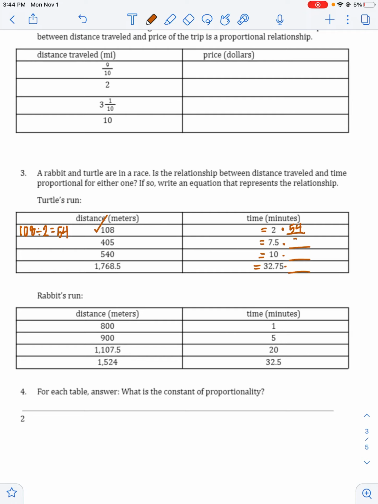And let's see if it works for the next row. 7.5 times 54, and this is totally the type of question that you could be using a calculator for. 54 times 7.5 does equal 405. And the same is true for the other entries in the table. I can always multiply time by 54 to tell me the correct distance in meters. And so my constant of proportionality is 54.